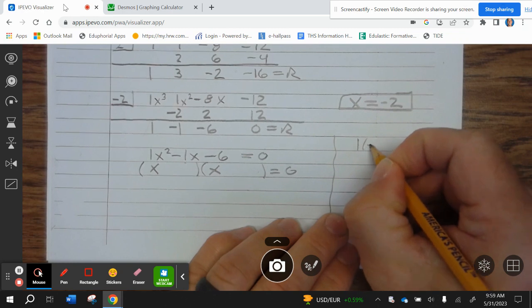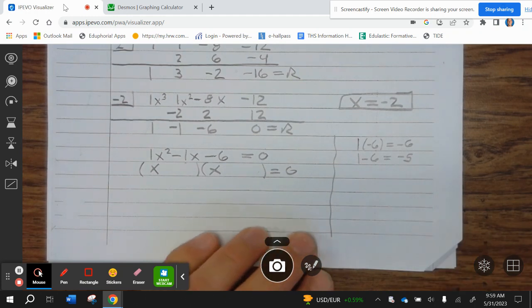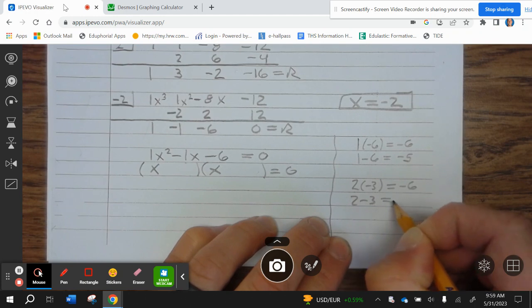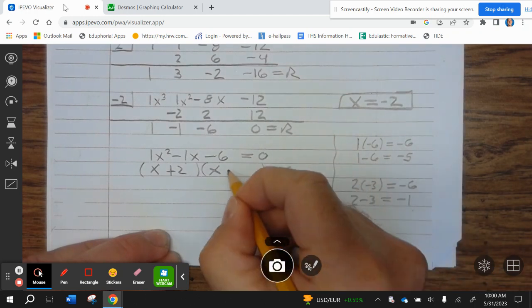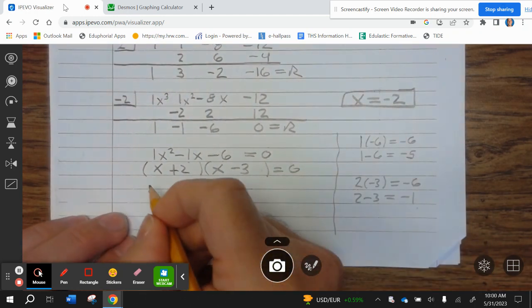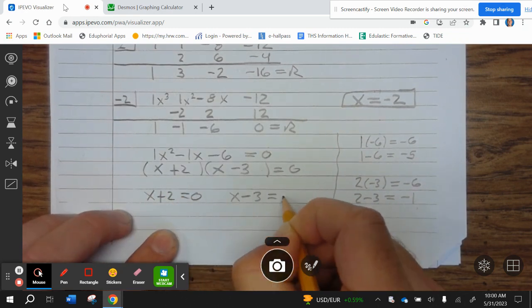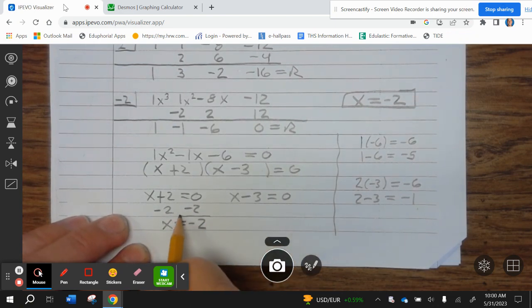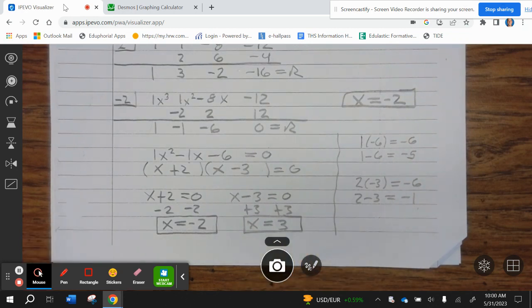So let's try 1 times -6 is -6. 1 minus 6 is -5. That doesn't work. Now let's try 2 times -3 is -6. 2 minus 3 is -1. We have our -6 or -1, so our factors are x plus 2, x minus 3. Set those equal to 0, so x plus 2 equal to 0, x minus 3 equal to 0. Subtract 2 from both sides, x equals -2. Add 3 to both sides, x equals 3. So we have our 3 zeros.